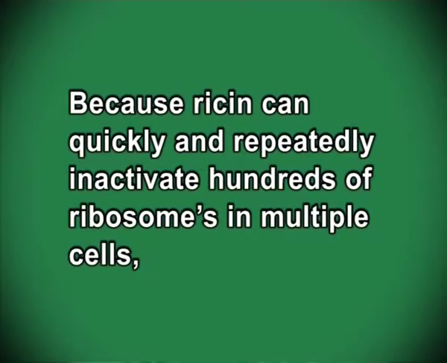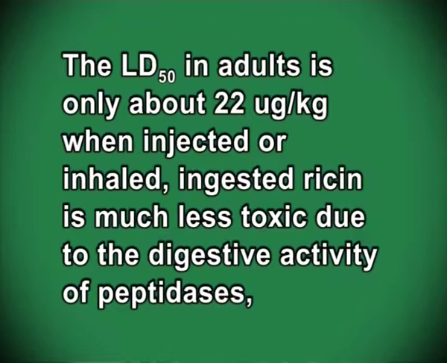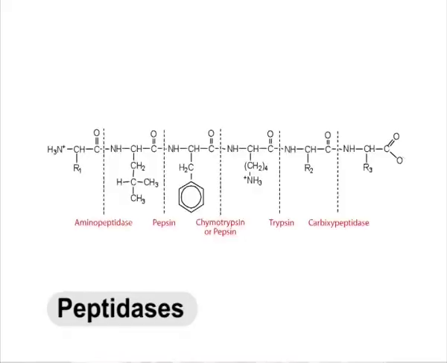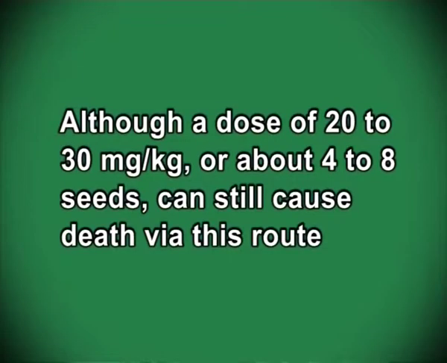Because ricin can quickly and repeatedly inactivate hundreds of ribosomes in multiple cells, the LD50 in adults is only about 22 micrograms per kg when injected or inhaled. Ingested ricin is much less toxic due to the digestive activity of peptidases, although a dose of 20 to 30 mg per kg, or about 4 to 8 seeds, can still cause death via this route. Reports of actual poisoning are relatively rare.